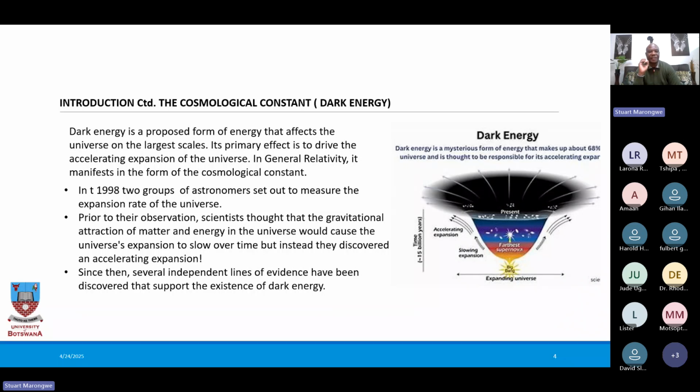In 1998, two groups of astronomers set out to measure the expansion rate of the universe. They intended to measure the Hubble constant, and they expected to find that the universe, as it is aging, should slow down, then suddenly reverse back and collapse on itself. But what they discovered was something surprising. Instead, they found that the universe was beginning to accelerate faster and faster.